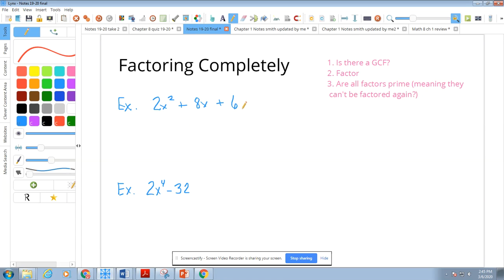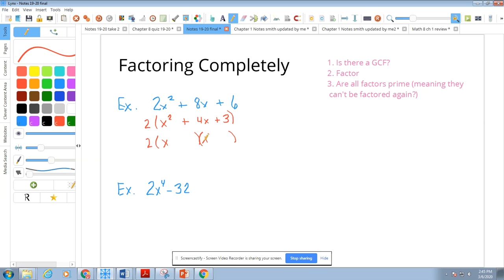So if we look at this example, we say, okay, is there a GCF? Yes, it's 2. So I'm going to divide out 2, and that leaves me with x squared plus 4x plus 3. Then I'm going to look at this remaining trinomial and say, can I factor that? And I'm pretty sure I can. So I'm going to factor that into two binomials.